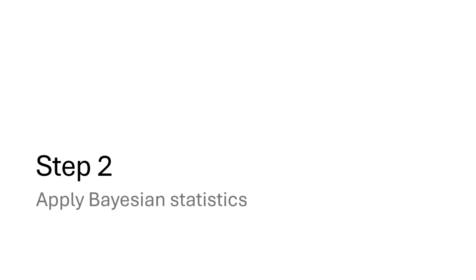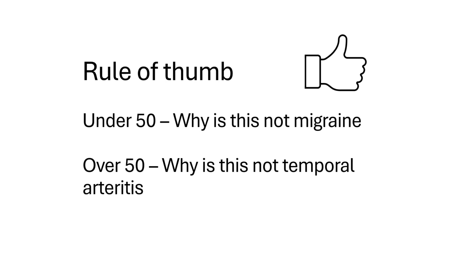Which takes us to step 2, which is apply Bayesian statistics. This is looking at pre-probabilities. And here's a simple rule of thumb you might like to start with. If they're under 50, ask yourself, why is this not migraine? Migraine is by far the most common presentation in all clinical settings. If they're over 50, new migraine does occur over 50, but I think the important question to ask yourself in this age group is, why is this not temporal arteritis?